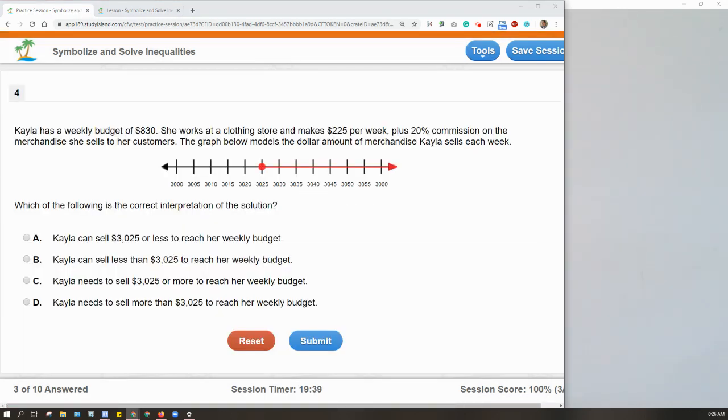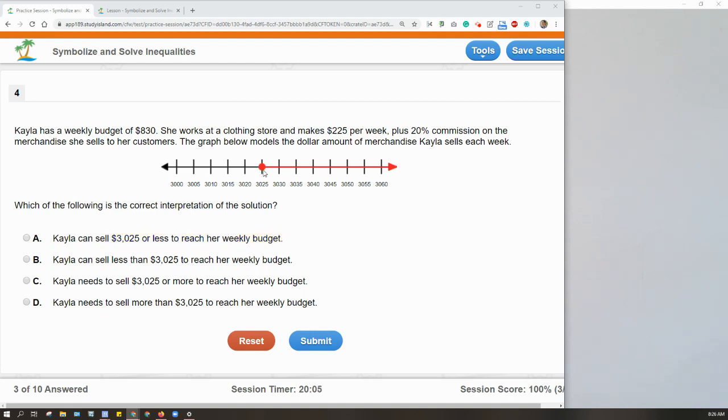Moving on, Kayla has a weekly budget of $830. She works at a clothing store and makes $225 per week, plus 20% commission on the merchandise she sells to customers. The graph below models the dollar amount of merchandise Kayla sells each week. Which of the following is a correct interpretation of the solution? So it says Kayla can sell $3,025 or less to reach her weekly budget.